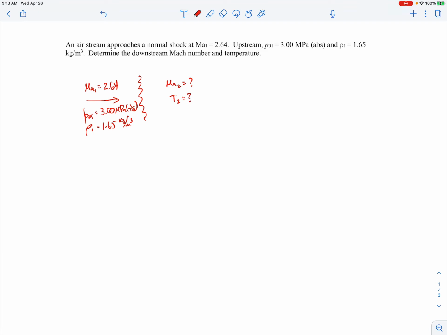Okay, so to determine the downstream Mach number, we can simply go to the normal shock relations. These are derived in the course notes. I'm not going to do that here. I'll just give you the final relations. The downstream Mach number can be found from the upstream Mach number using this relation.